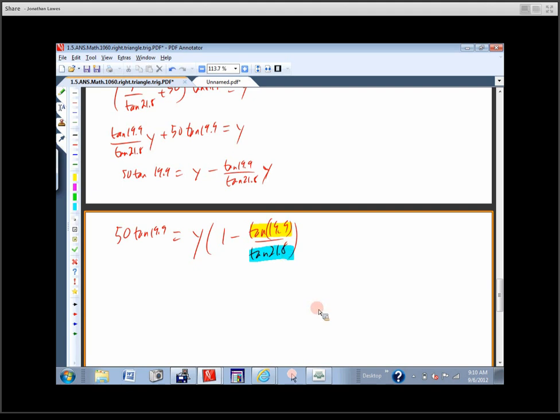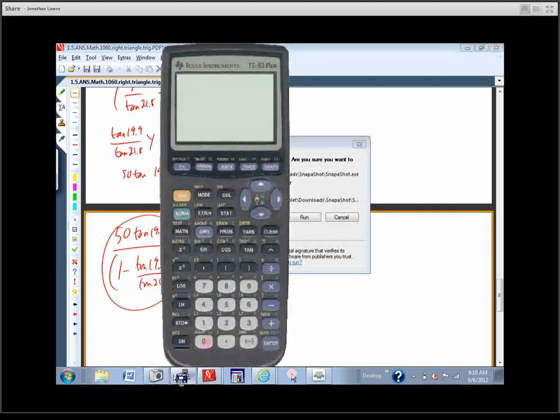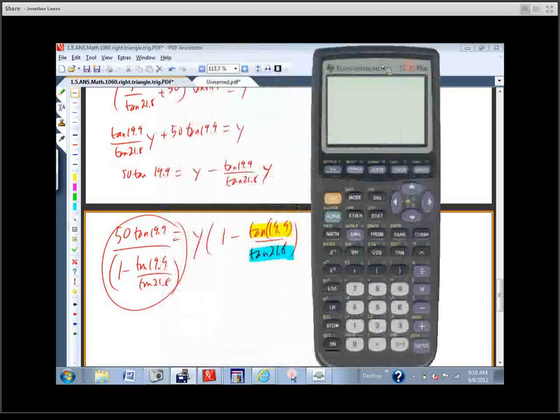So if I want to get this by itself, all I have to do is divide both sides by that ugly mess right there, 1 minus tangent 19.9 over tangent 21.8, and this would be the answer. Now grab your calculator. We're going to make sure we're in the right mode. We're in degree mode. I'm going to go to the home screen, and then I'm going to type this in the calculator. Now, would you go ahead and type that into the calculator? This should spit out the right answer.